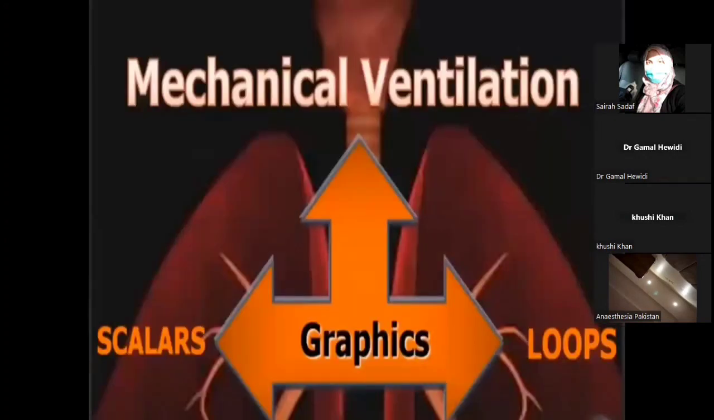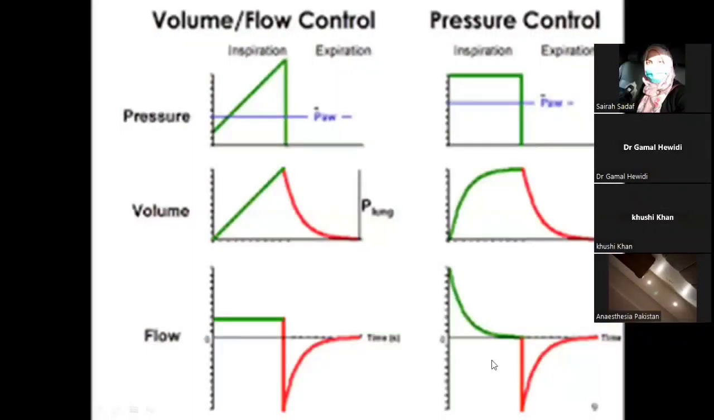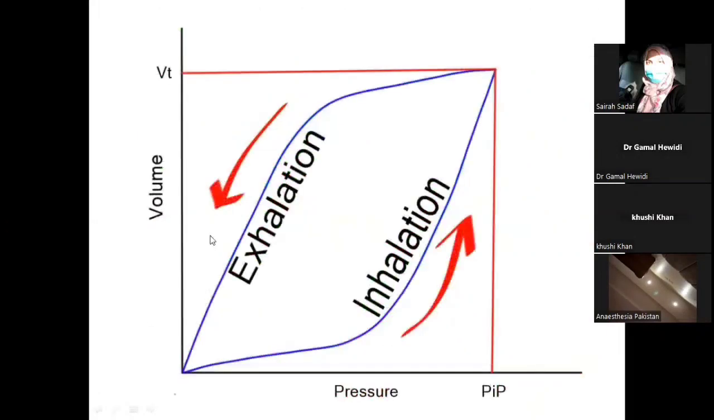Now, coming to our main topic, that is the graphs. There are different kinds of graphs in the ventilator. Some are known as scalars, or you can also call them curves, while the other ones are loops. I will tell you what the curves and what the loops are. This is a diagram in which you can see the graphs showing the curves, or the scalars. And this is a loop.